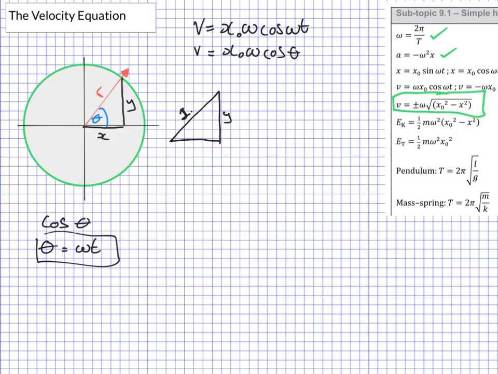This is y, and this is x. Of course, with regards to theta, this length here is sine theta, and this length here is cosine theta. So adjacent and opposites, hopefully you can see that.